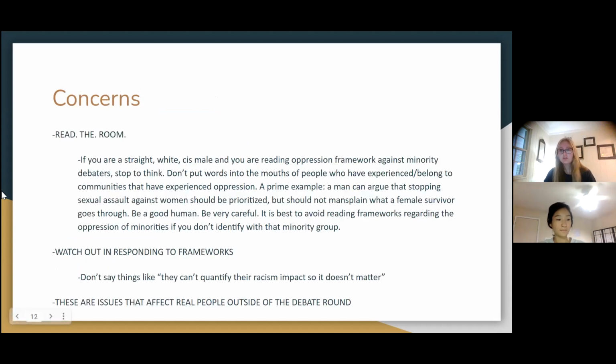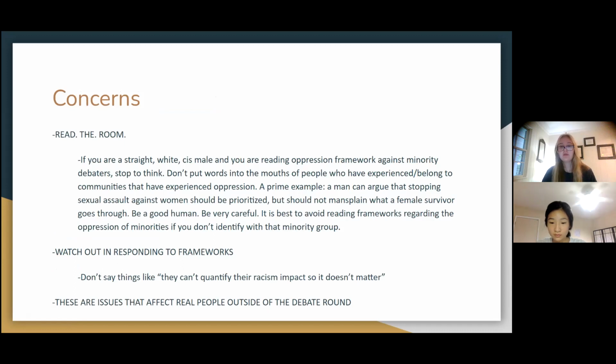So here are some more concerns you should take into account before you read, or sometimes even before you answer framework. If you're a straight, white, cis male, and you're reading oppression framework against minority debaters, it's probably not something you should do because you don't want to, one, tokenize an issue that isn't even specific to you, but you also don't want to put words into the mouths of people who might have actually experienced the argument you're talking about or belong to communities who have also experienced oppression.